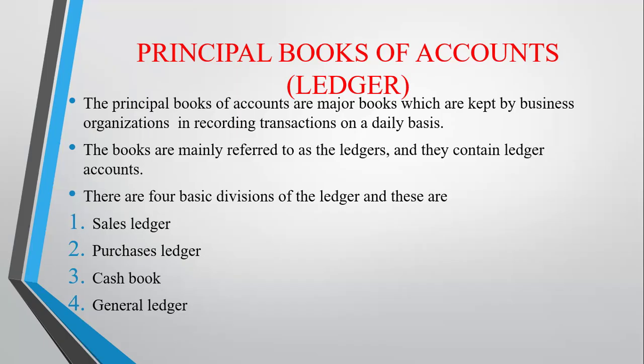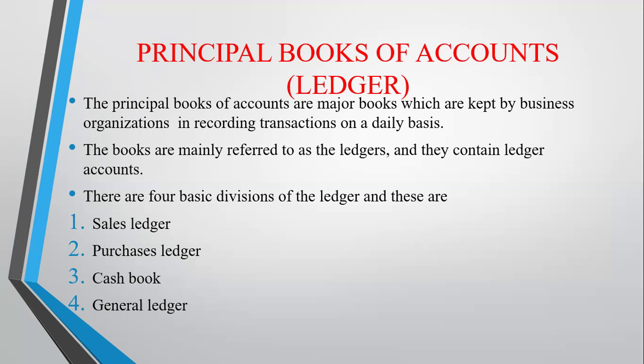Then we move to the cash book. The cash book contains the cash accounts and bank accounts. The cash book records all cash and bank transactions of the firm. It is a ledger that is the final resting place of the cash and bank transactions. It contains both the cash and bank accounts, which record all cash and bank transactions.